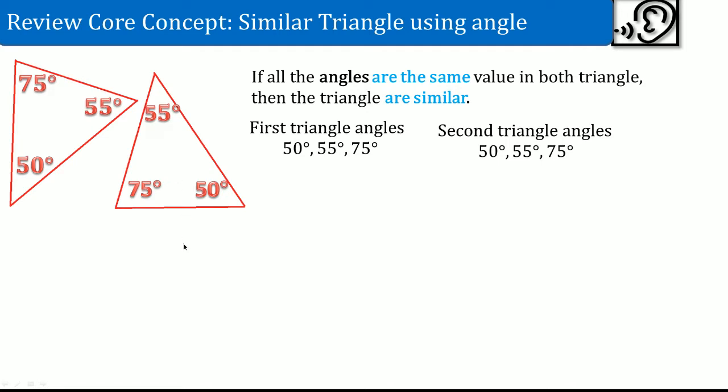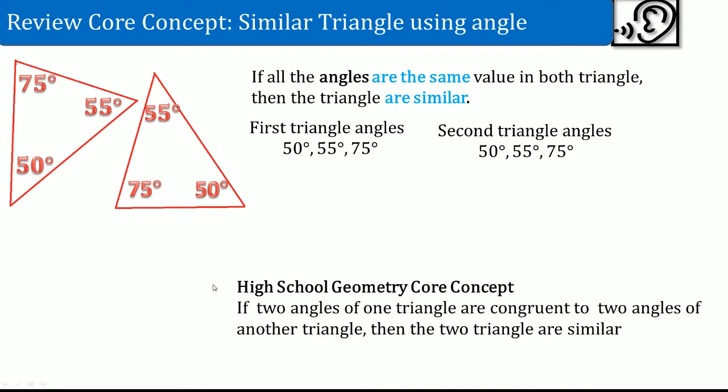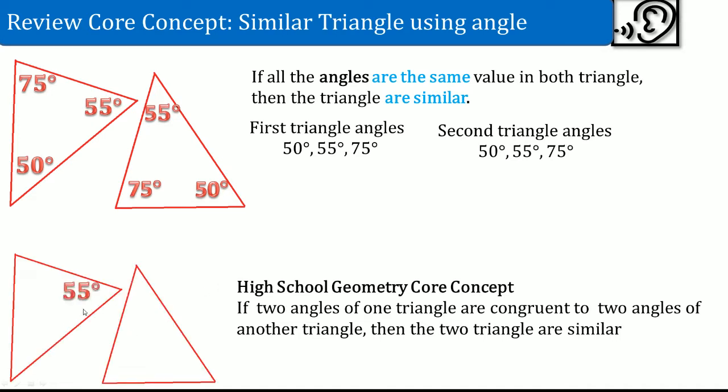Okay? In geometry in high school, technically you only need two. And we call this the angle-angle theorem. Notice that two angles of a triangle are congruent or similar. If two angles of one triangle are congruent to two angles of another triangle, then the two triangles are similar. Here are your two triangles, 55 and 50. Here's 55 and 50. These two are similar. Okay, you only need two matching angles among two triangles to say that they're similar.